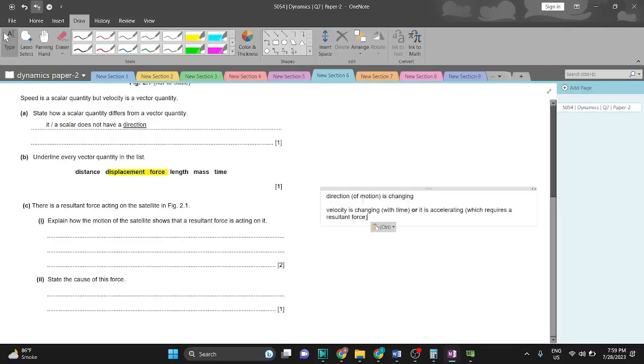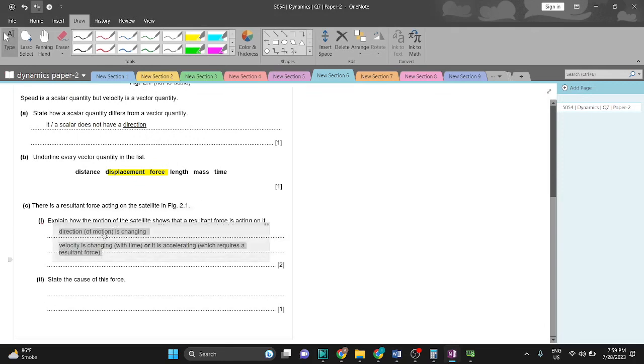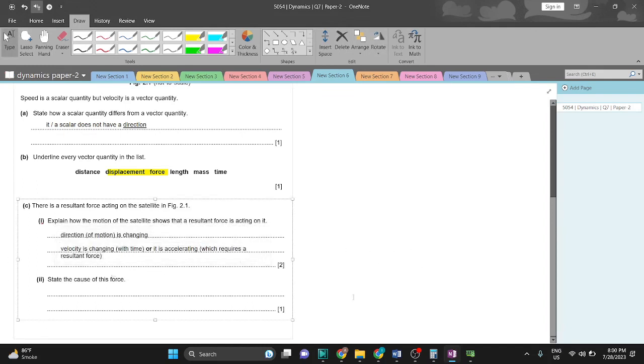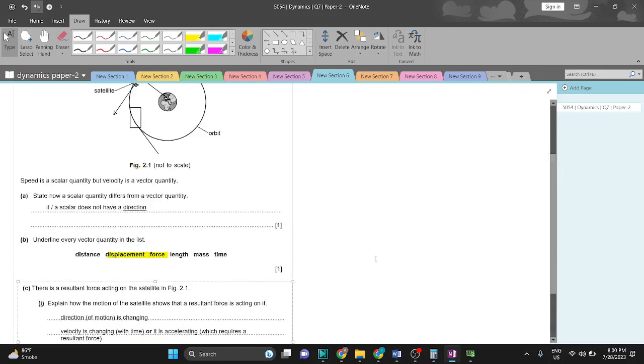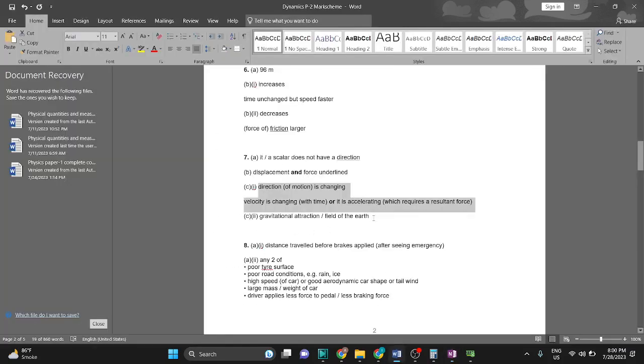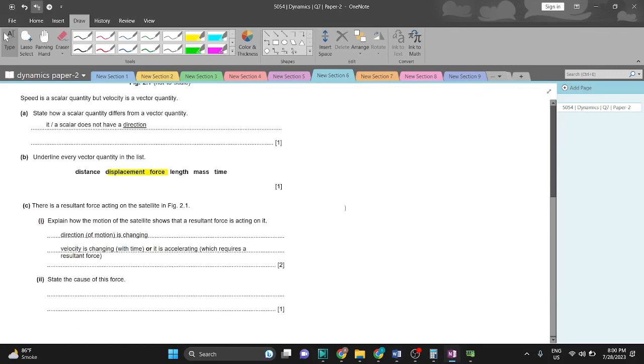That is exactly what I told you. Direction of motion is changing, velocity is changing with time, or it is accelerating, which requires a resultant force. Okay, let's read ahead. State the cause of this force. The cause of this force will be gravitational field strength. Very obvious answer.